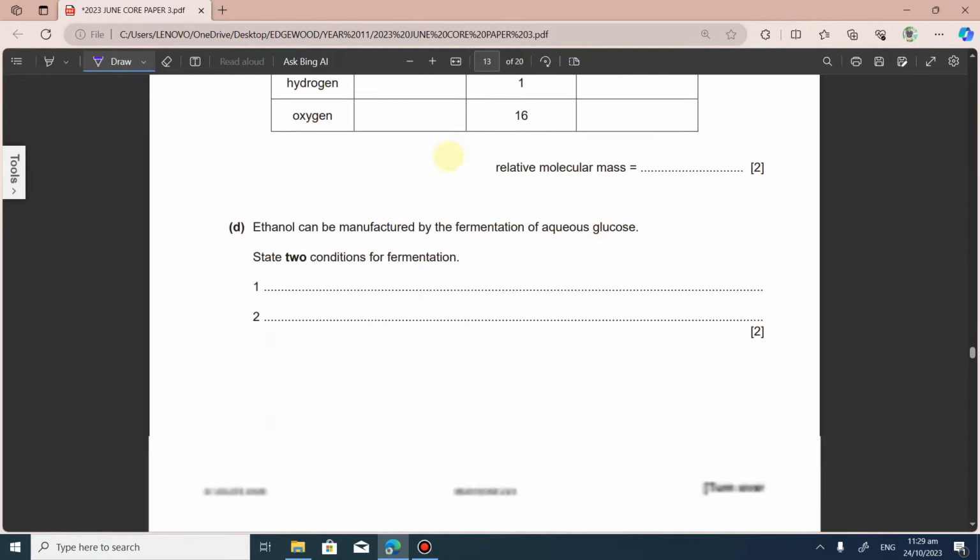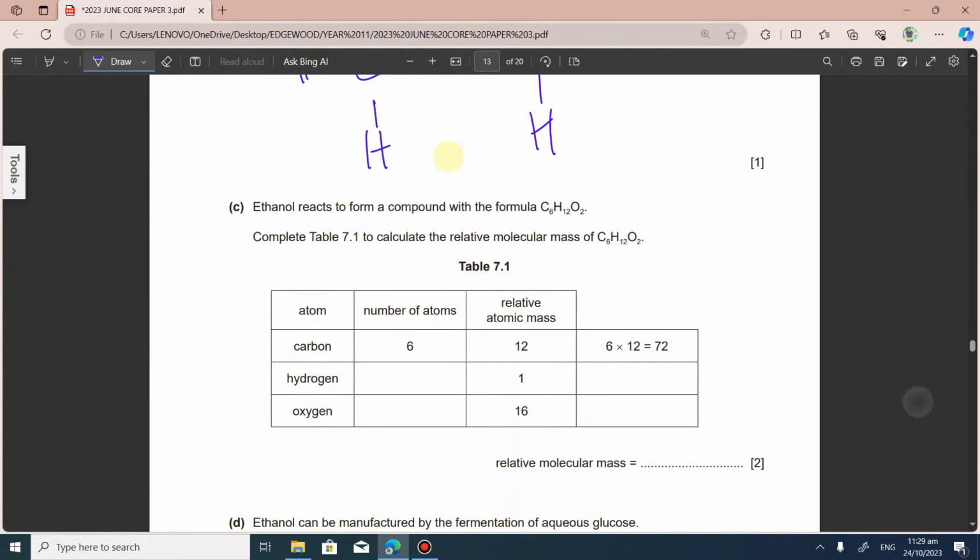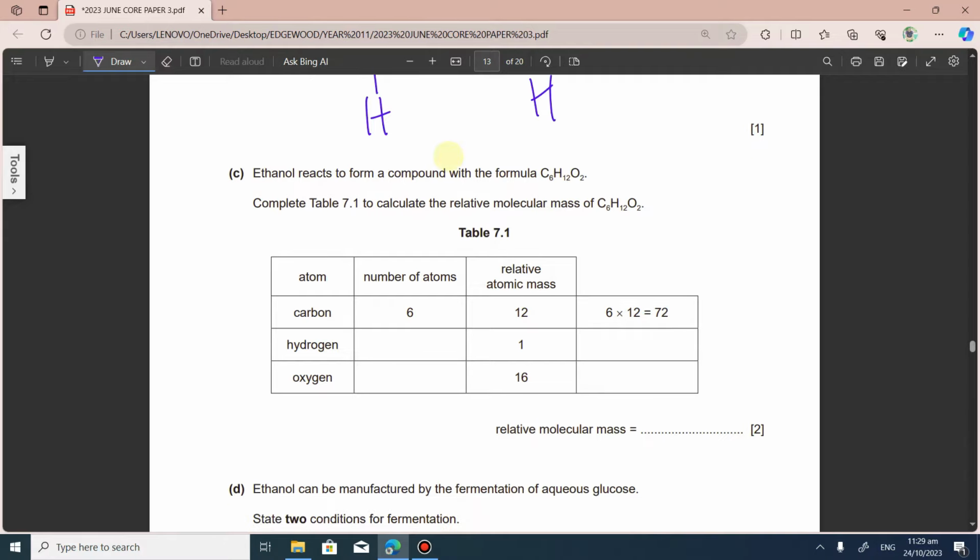Alright, we should have more questions. So ethanol reacts to form a compound of the formula C6H12O2. Complete table 7.1. Calculate the relative molecular mass of C6H12O2. So how many atoms of carbon were there? 6, and the relative atomic mass of carbon is 12. So 6 times 12, 72. For hydrogen, we have 12 atoms, so 12 times 1 is 12. And for oxygen, there are 2 atoms, so 2 times 16, that is 32.